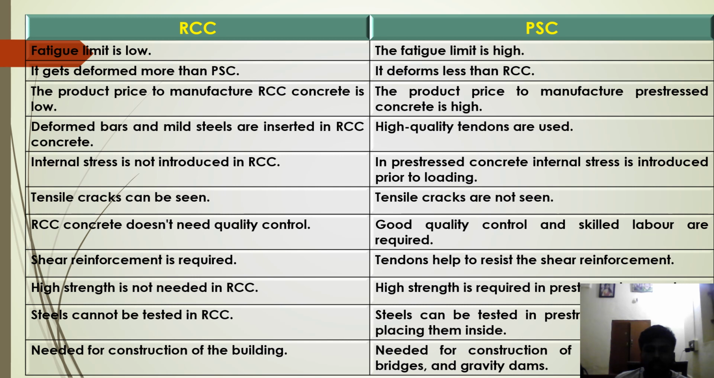Tensile cracks can be seen in RCC, tensile cracks are not seen in PSC. RCC concrete does not need strict quality control. In PSC, good quality control and skilled labor are required. Shear reinforcement is required in RCC. In PSC, the tendon helps to resist the shear. High strength is not needed in RCC. High strength is required in pre-stressed concrete.